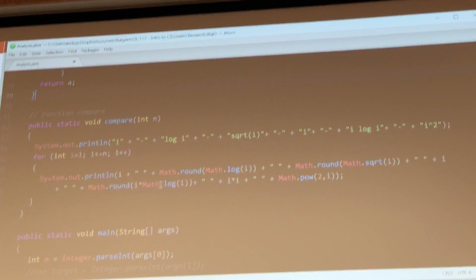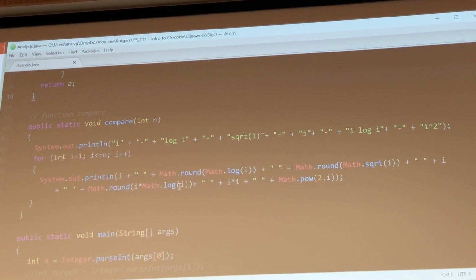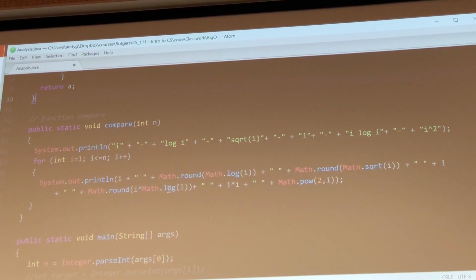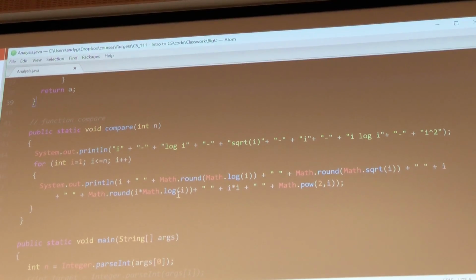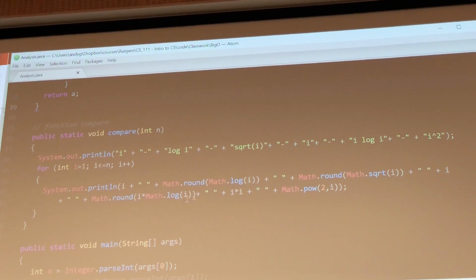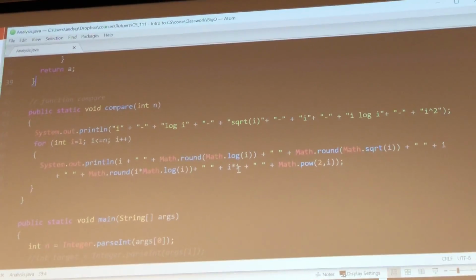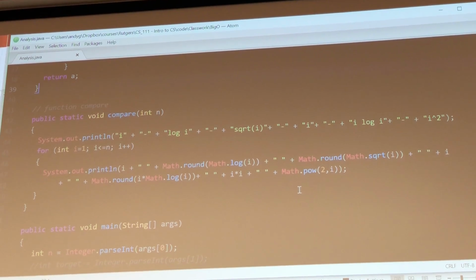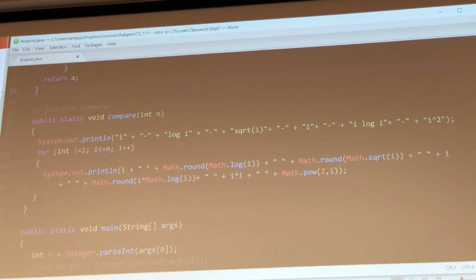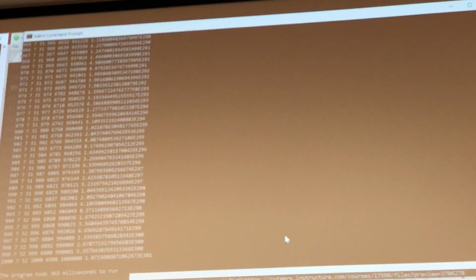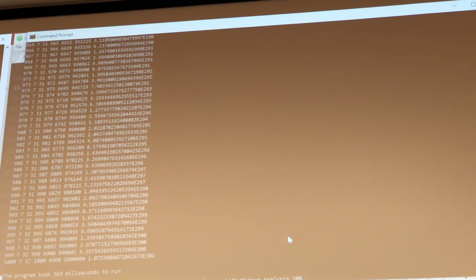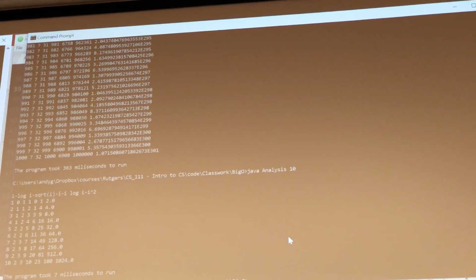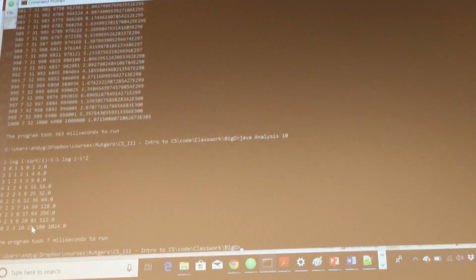Now again, this is math log, so I don't know what the base is. I think the base here is log base e, if you're familiar with e. And then I compute I squared, then I do 2 to the power I. Okay, so note what happens when I run this. Let me see. I'm already compiled. So let's say I run it for 10. Okay, so this is what I get.